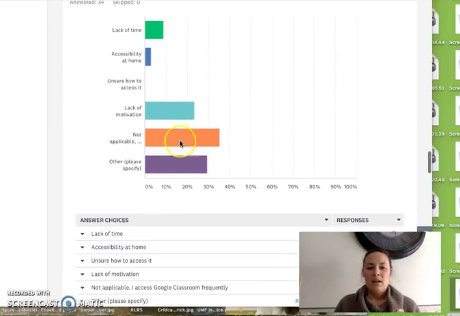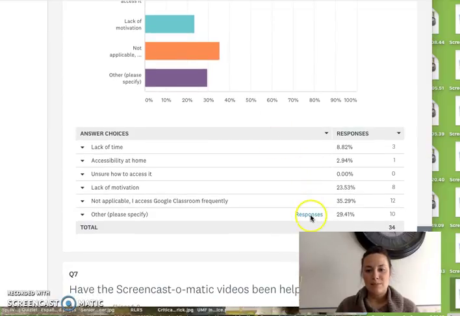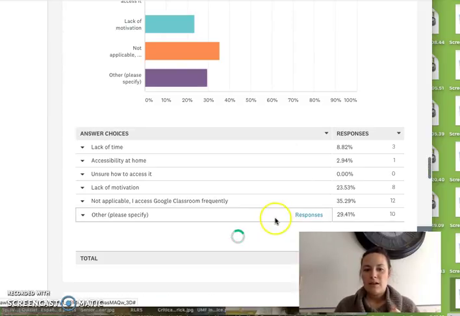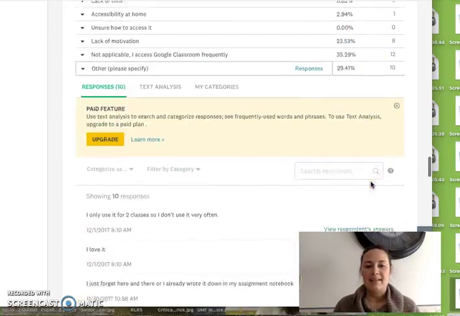And then another popular response was lack of motivation. There were 8 students who said they're not really motivated, which was kind of interesting to me. And then you could see the breakdown of the other ones. No one clicked that they were unsure how to access it.